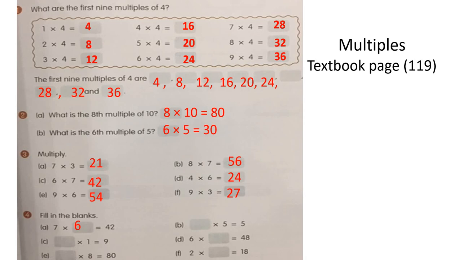Something multiplied by 1 gives 9, which is 9. Oh, sorry, here. 1 times 5 equals 5. And 9 times 1 equals 9. 6 times 8 equals 48. And 10 times 8 equals 80. And the last one is 2 times 9 equals 18.